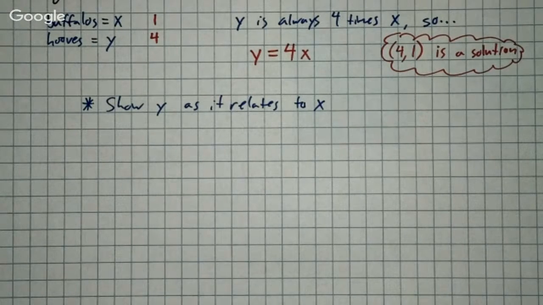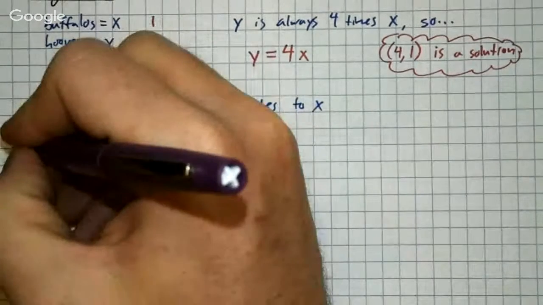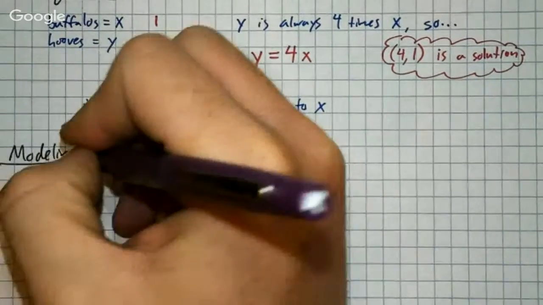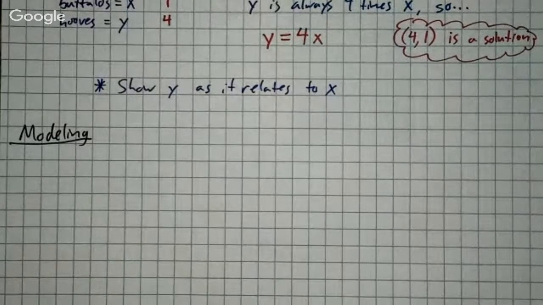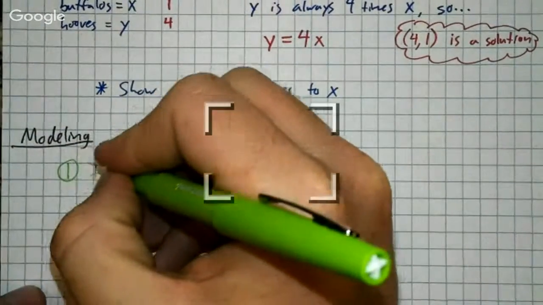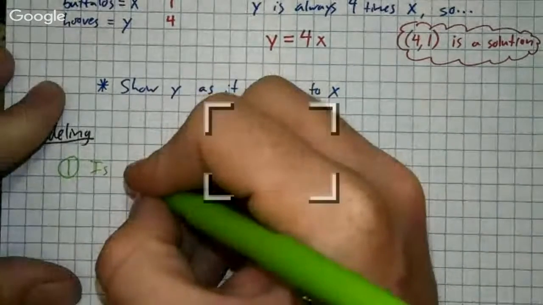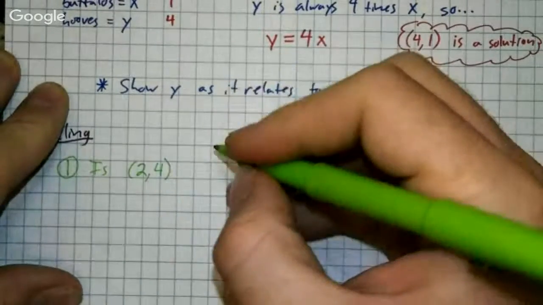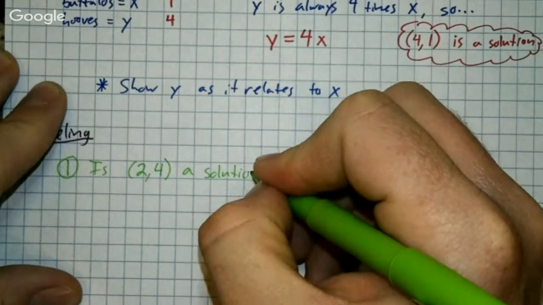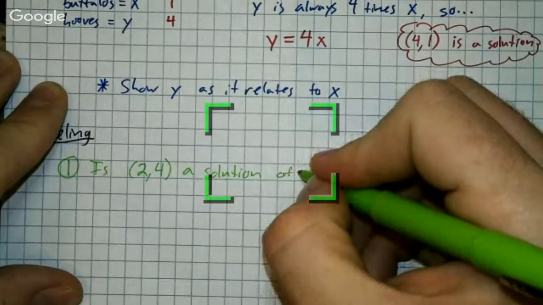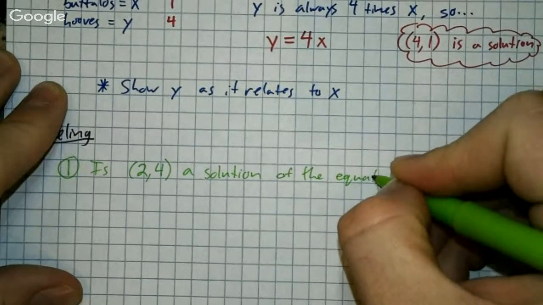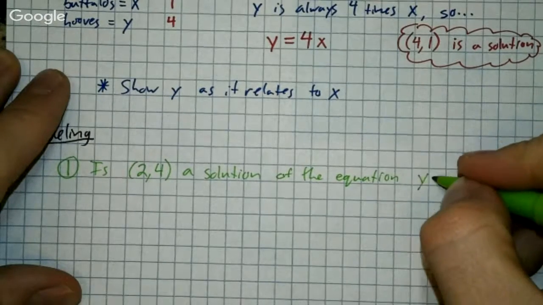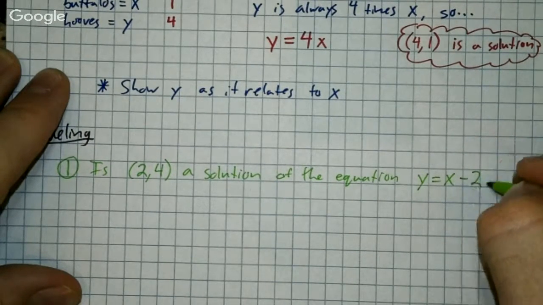All right, so let's go ahead and move along. That's it for our input. We're getting into our modeling. In our modeling, we're going to start out, we're going to have a couple of questions here that we're going to go over. Let's go ahead and take a look at our number 1. Number 1 is the ordered pair of 2, 4 a solution of the equation Y equals X minus 2.